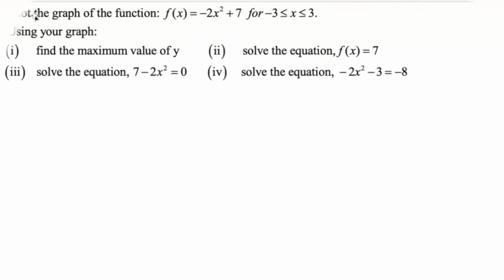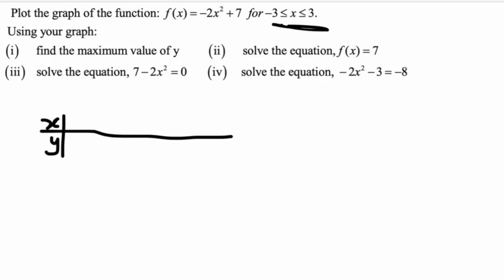So the first one: plot the graph of the function y equals minus 2x squared plus 7 for x greater than or equal to -3 but less than or equal to 3. Now, this is a range that tells us what we need to have in our x-axis. So we need to get a table so that I can get my x and y values to plot. So always look out for what's the range.